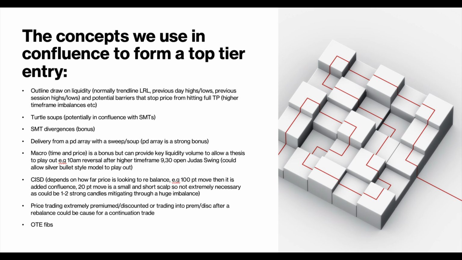Essentially, these are the concepts that we use in confluence with each other to form a top tier entry, and this is what we aggregate together to make our model. So when we open the charts, straight away we want to outline our draws on liquidity. Where do we want to see price gravitate towards?